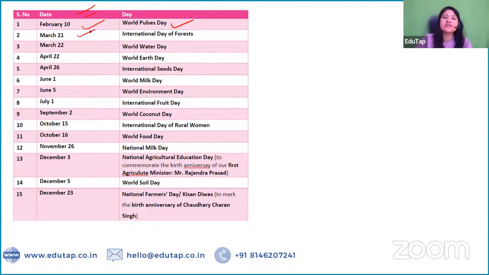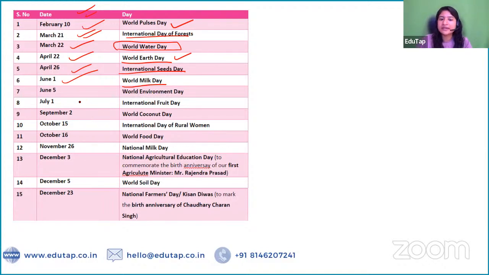ठीक है, then we have March 21st, it is celebrated as International Day of Forest. March 22nd is celebrated as World Water Day. 22nd of April it is celebrated as World Earth Day. ठीक है, 26th of April International Seeds Day. 1st June is celebrated as World Milk Day. Then we have 5th June celebrated as World Environment Day.